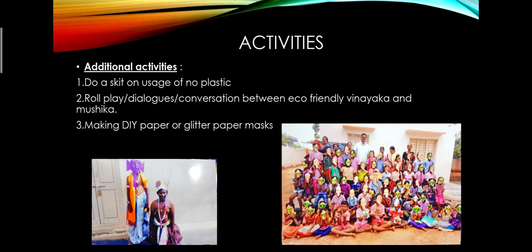Then additional activities. Under this, first one is do a skit on uses of no plastic. Role play, dialogues, conversation between eco-friendly Vinayaka and Mushika. Then the third one is making dry paper or glitter paper marks.